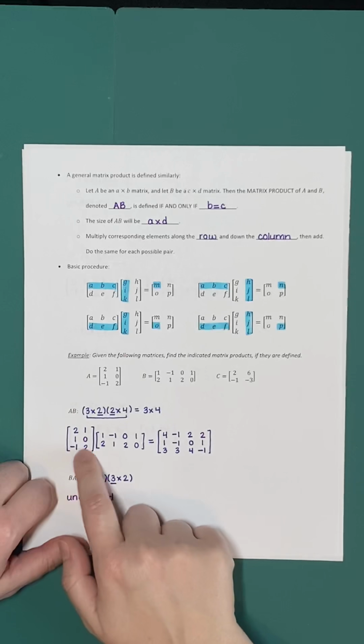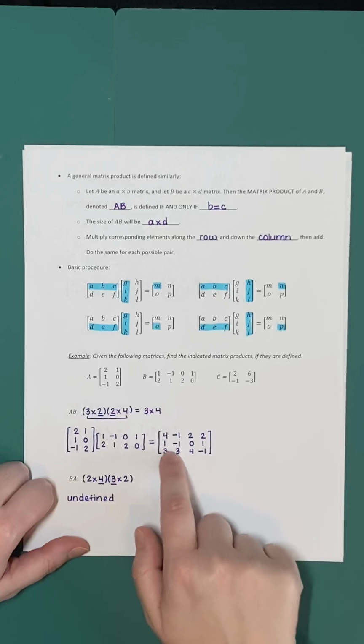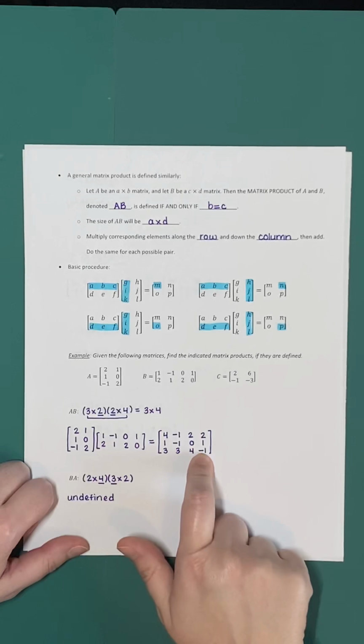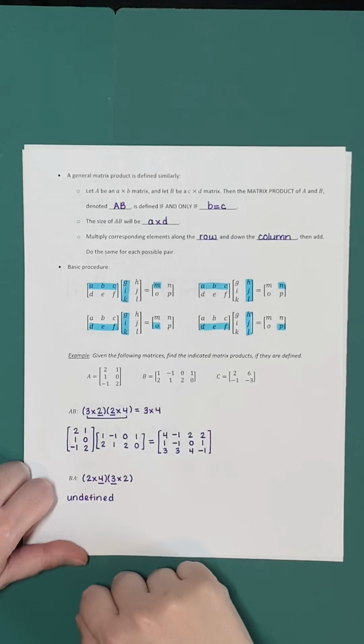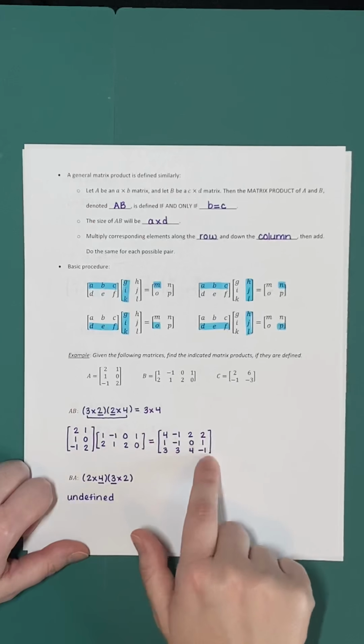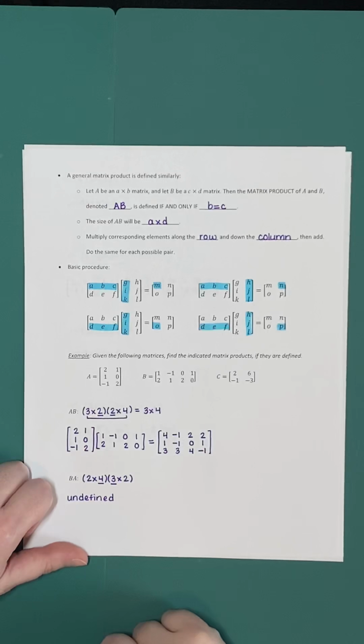And notice when we finish with the last row and the last column, we're filling in the very last element in our final matrix. So once we do all of those operations in sequence, that is going to be the resulting matrix. So that 3 by 4 matrix is going to be the product of A times B.